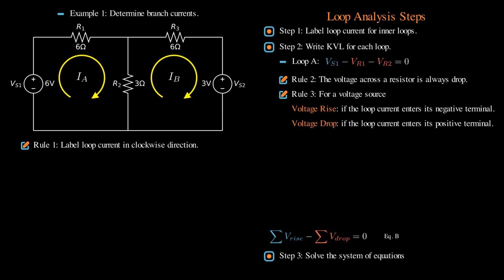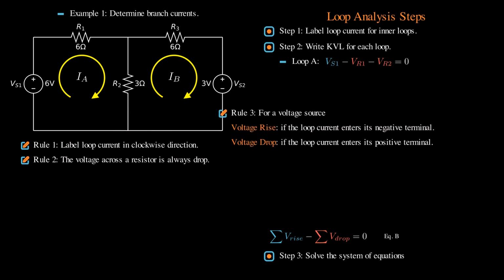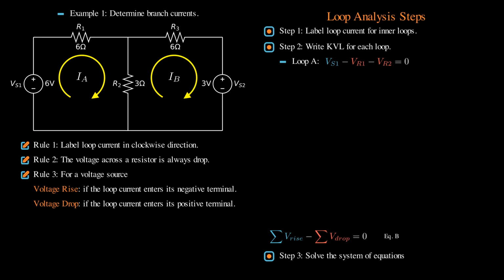But what are we solving? Remember that in the loop analysis method, we solve loop currents. We need to express the resistor voltages in terms of the loop currents. We can use Ohm's law to do so. Because Ia is the only loop current that goes through R1, we can express VR1 equals Ia times R1.